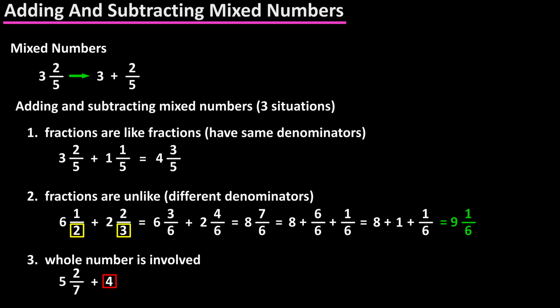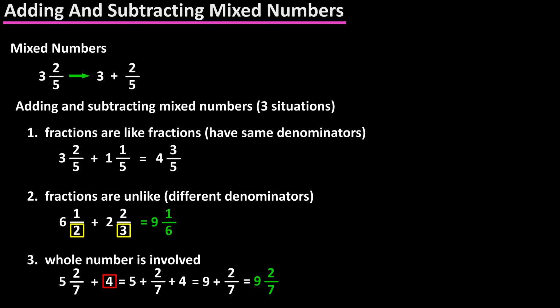And the last problem is where one of the numbers in the addition or subtraction is just a whole number. For example, 5 and 2 over 7 plus 4. As I said earlier in the video, mixed numbers can be viewed as addition. So in this problem, we have 5 plus 2 over 7 plus 4. We can add the 5 and 4, which is 9, plus 2 over 7, and our final answer is 9 and 2 over 7.